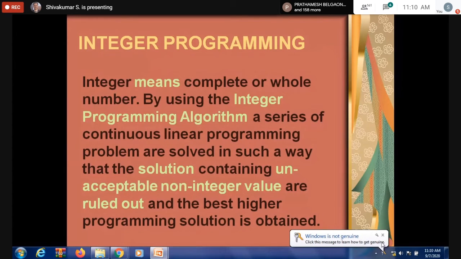So they also do some sort of sensitivity analysis by keeping one product constant, by increasing one product or by decreasing one product. What happens to the profit of the organization? How much could they improve their profit? Those things come under sensitivity analysis.